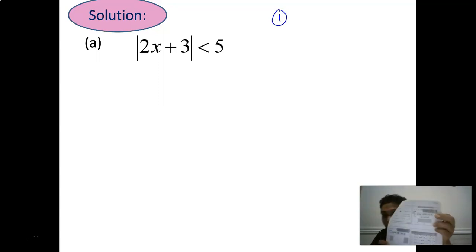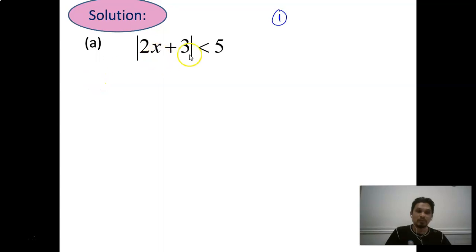From modulus of x less than a, refer to this one here now. Modulus of x less than a, then it is x less than a and x greater than negative a, and also this one here, x in between negative a and a. So we are referring to this now. That is what we call solving it as option number 2, when we separate into two parts with the term of x in the middle.